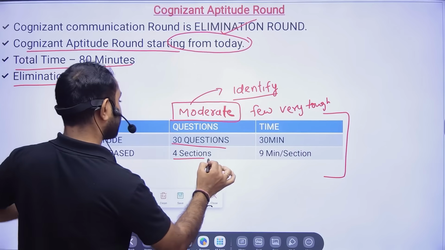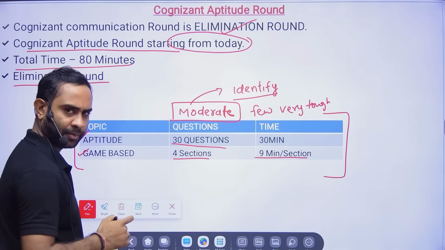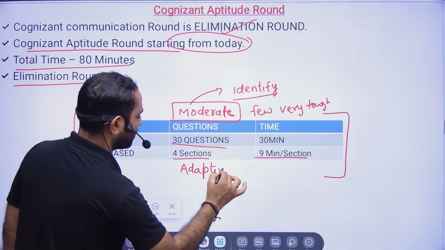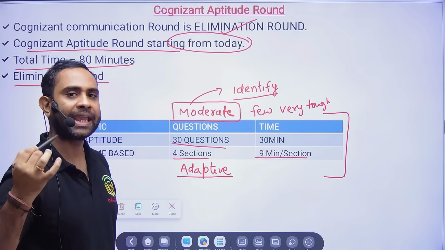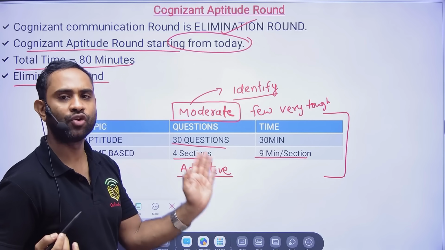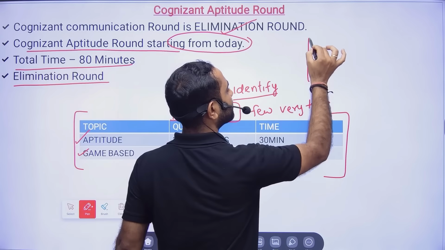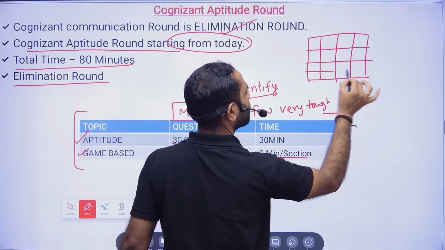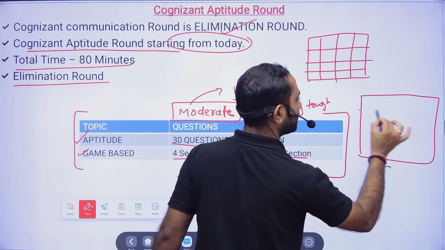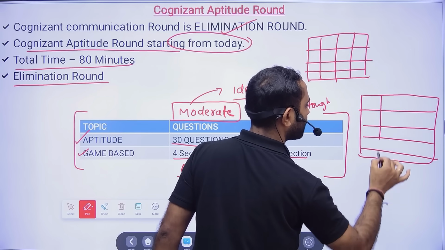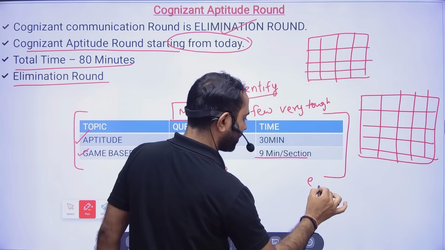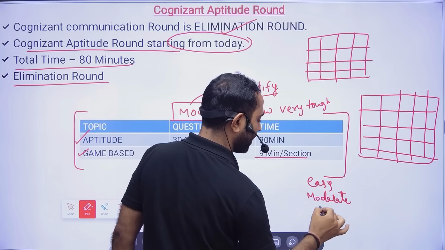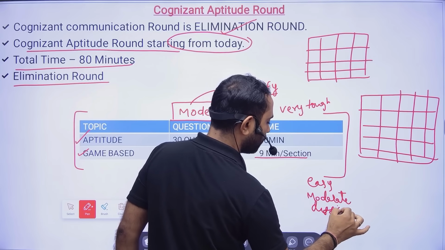Game-based has 4 sections, with 9 minutes per section. Friends, this will be adaptive in nature. Sir, what is the meaning of adaptive in nature? The level of the questions will increase as you solve the questions. So first they will give you 4x4 grid questions. Once you solve those, they will give you 5x5 grid questions. So first an easy question, then a moderate level question. As you keep progressing, difficult level questions will be asked.